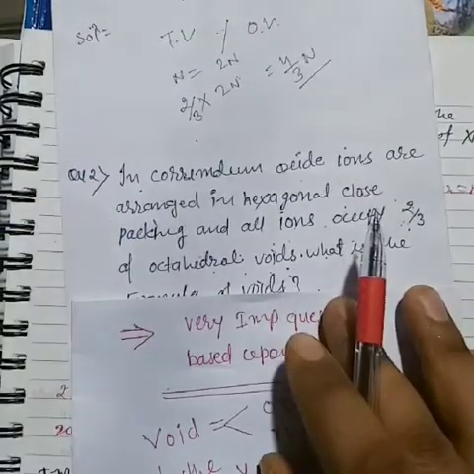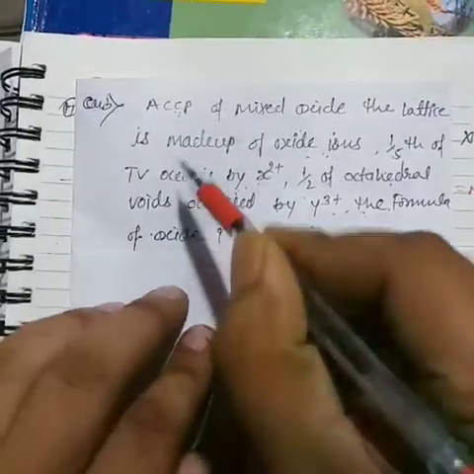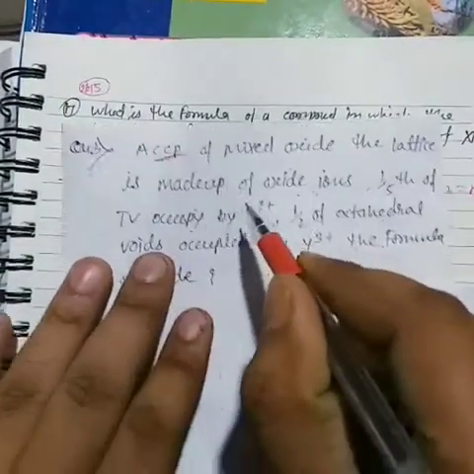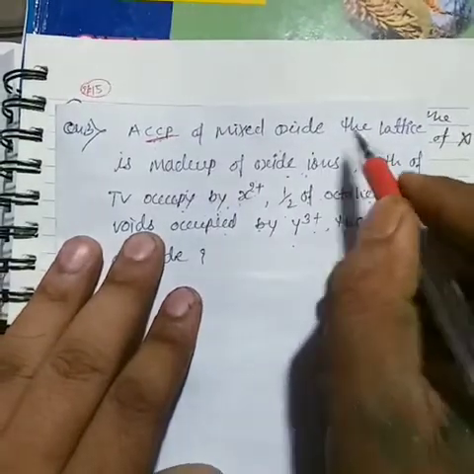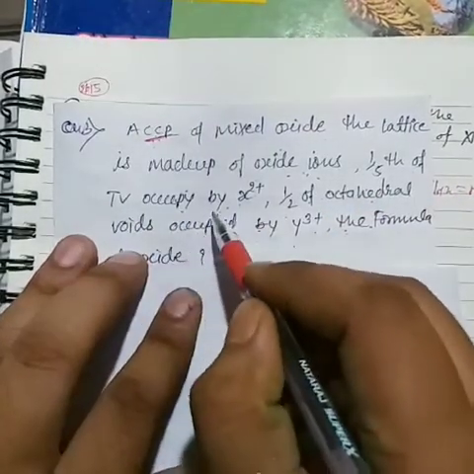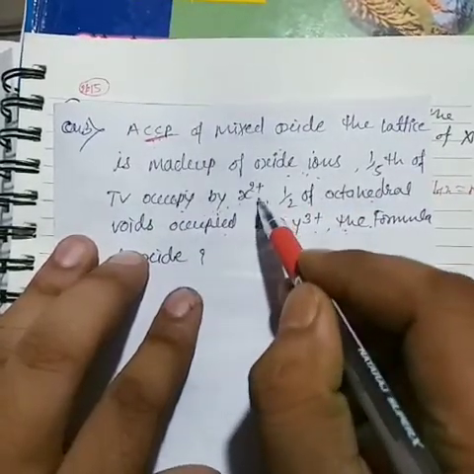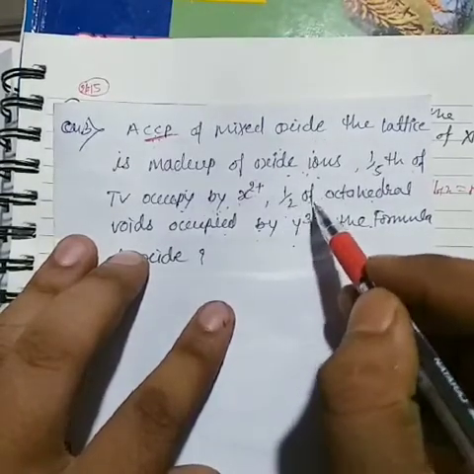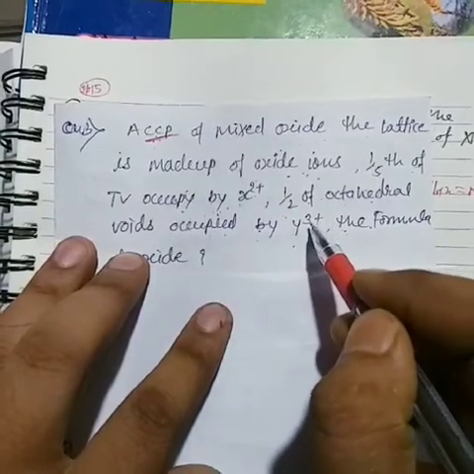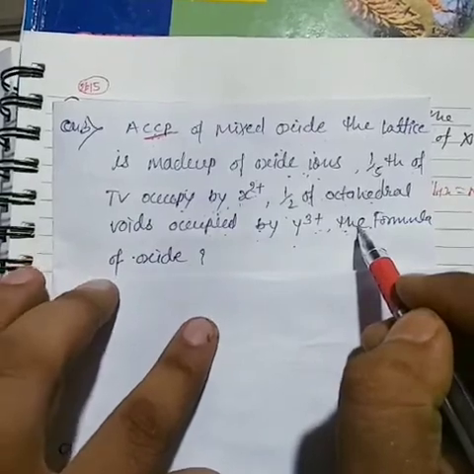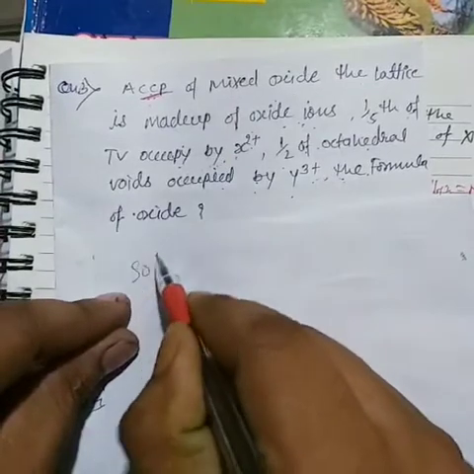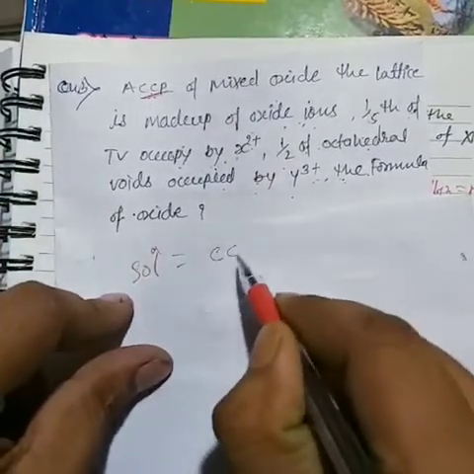Now question number 3. A CCP mixed oxide: the lattice is made up of oxide ions, 1 by 5th of tetrahedral voids are occupied by X2 positive ion, and 1 by 2 of octahedral voids are occupied by Y3 positive cation. What is the formula of the oxide? Here it is very important. The question already gives CCP.